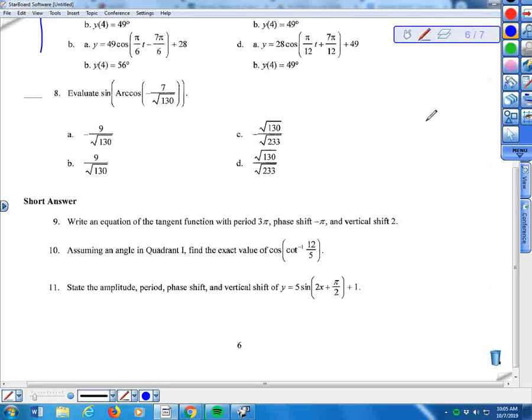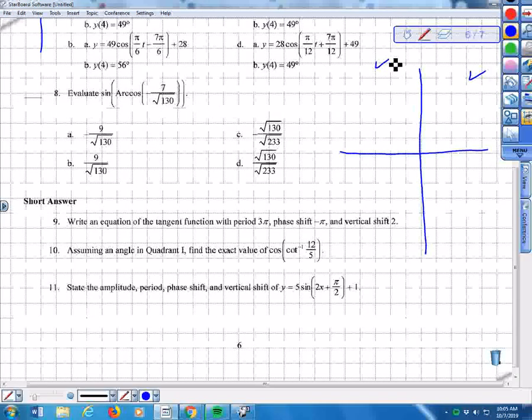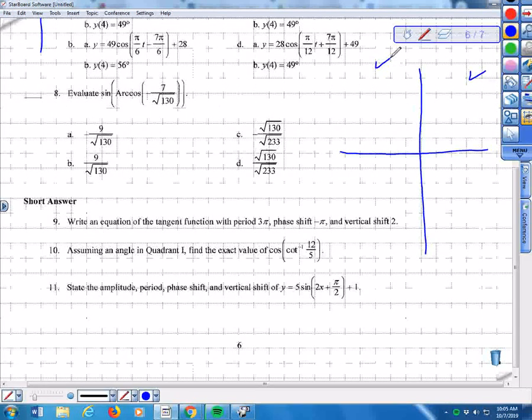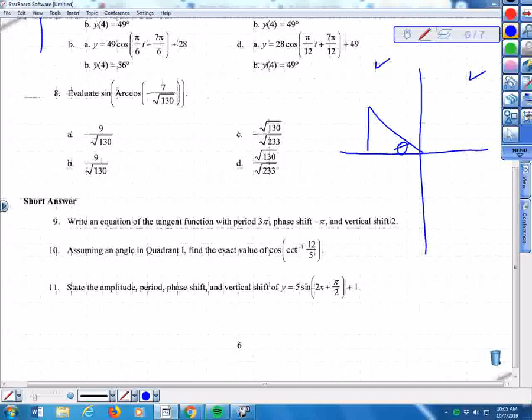Okay? So we know we're dealing with an angle that's either in this quadrant or this quadrant. It's negative, so it's got to be this quadrant. So I can now draw my angle. Now I can label it. This is negative 7. This is the square root of 130. And I'm trying to find sine, so I'm going to have to find the other side. It's probably going to be 9, I'm going to guess. But what is 130 minus 49? 81, sure enough.